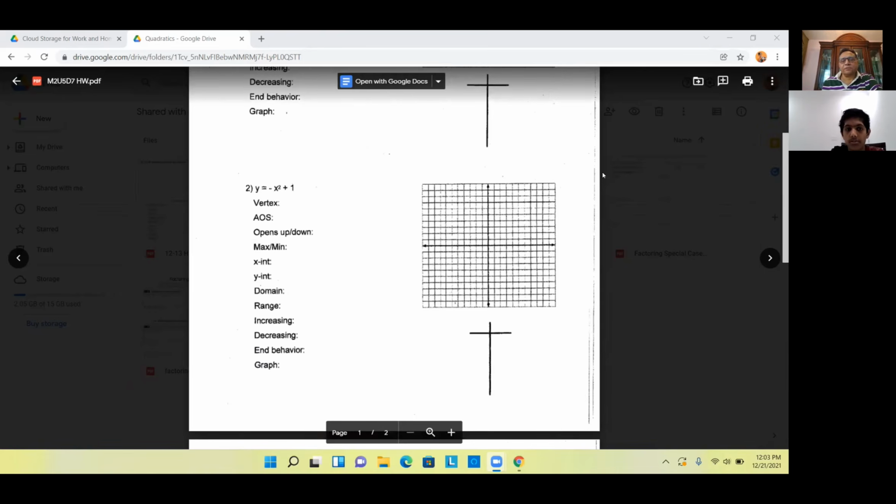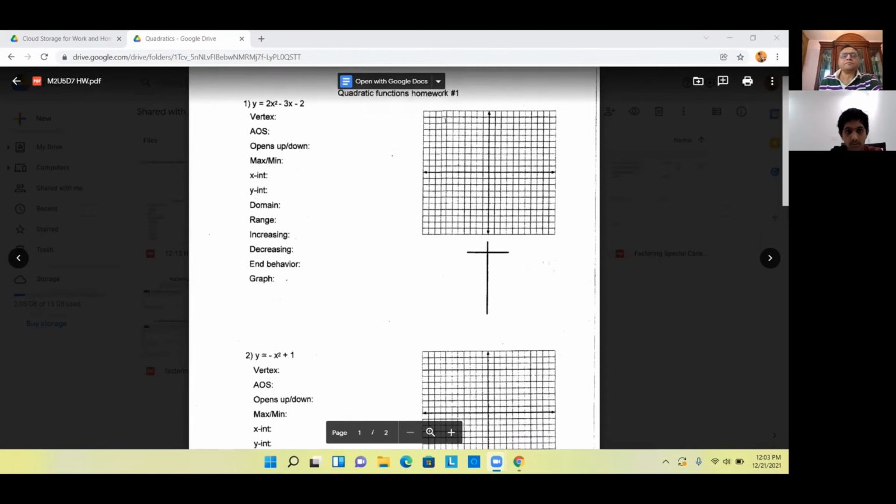Let's begin with the very first question. Can you share the very first question? I'll give you some concepts. Perfect. So the equation given to you is y equals 2x squared minus 3x minus 2. We need to find the vertex, axis of symmetry, whether it opens up or down, maximum, minimum, x-intercept, y-intercept, domain, range, increasing, decreasing, and behavior, and then we have to graph it. We are also given a table to write down some key values, correct?